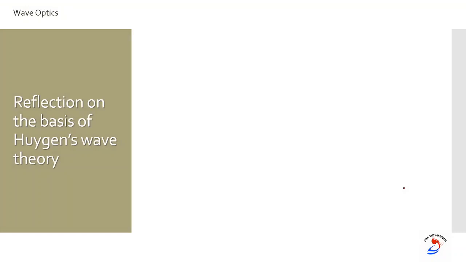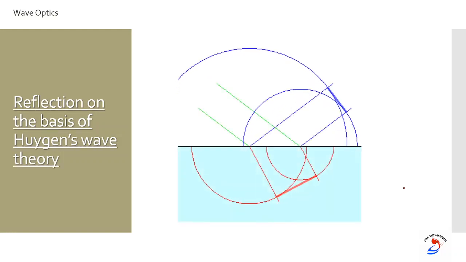Okay. Now, let's see how we can explain the different light phenomena that we observe, based on Huygens wave theory. So the first phenomenon that we observe, a very normal one, is reflection. So, reflection on the basis of Huygens wave theory.